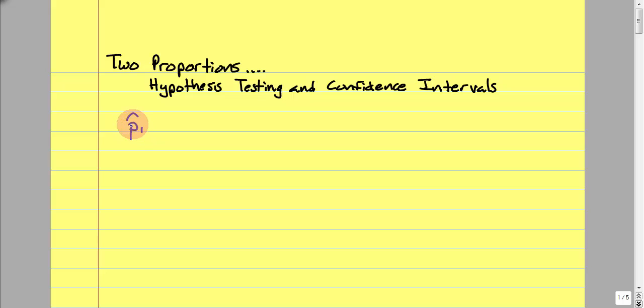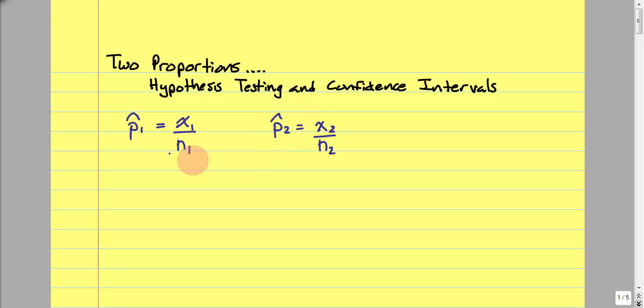P hat 1 is basically the proportion estimate, that's why we have a hat on top, for sample 1. Usually this is going to be something like men, and then p hat 2 would be something like the proportion of women. A lot of times when I'm working these problems, instead of a 1 and a 2, I'll put an M for men or W for women, or P for placebo and T for treatment, to help me keep track.